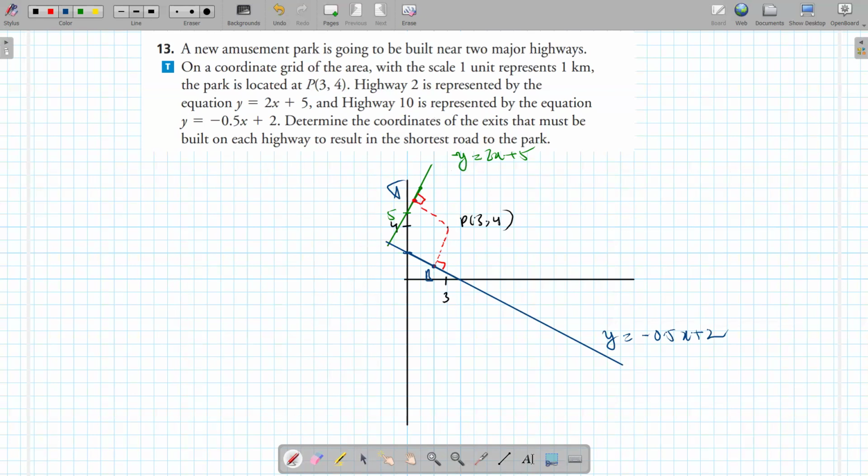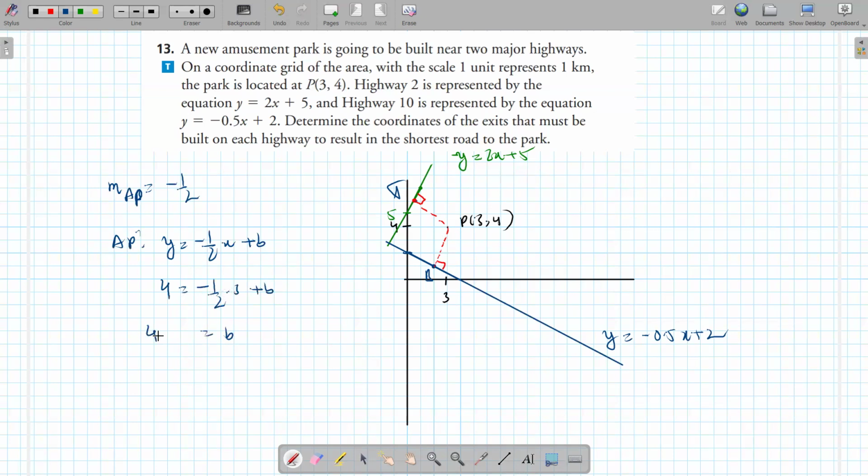We know the equation of this line is 2x plus 5. What's gonna be the slope of this line that's perpendicular to it? Negative 1 over 2. So m_AB is negative 1 over 2. So that line AP is going to be y equals negative 1 over 2x plus b. What point can we plug in to find the y-intercept of the line AP? 3, 4. So 4 equals negative 1 over 2 times 3 plus b.